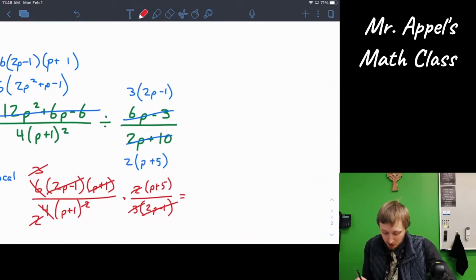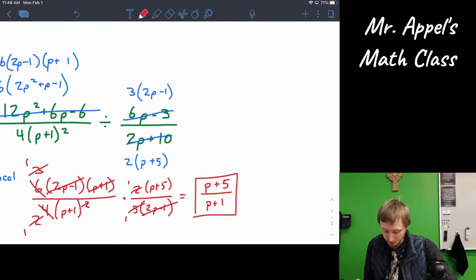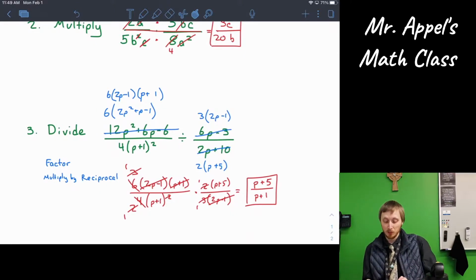What's left? Who has survived this massacre? P plus 5 is the only survivor in the numerator. And I'm crossing out the numbers. Secretly it's a 1 that's left over. Ignore that. There's a p plus 1 left over, right? We only crossed out the squared part because there were technically 2 of these being multiplied. So one of them is left. So we got that guy. That's our final answer. Whew.